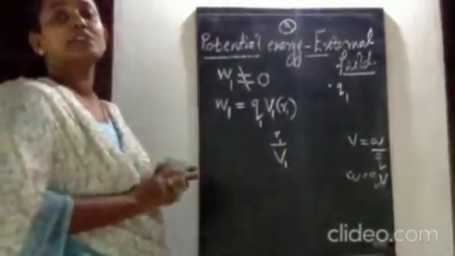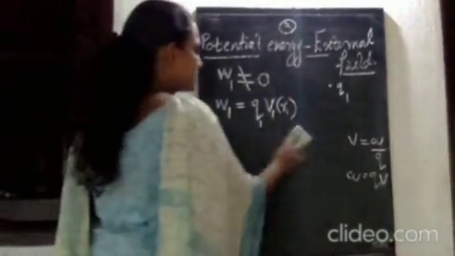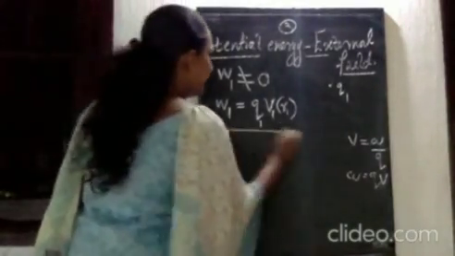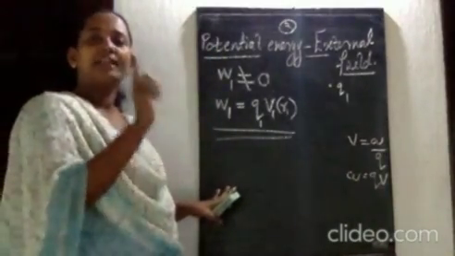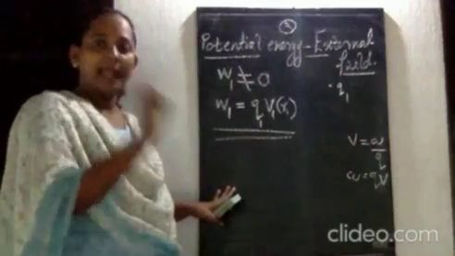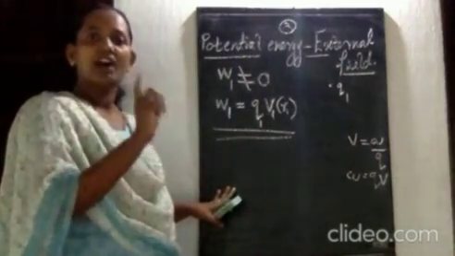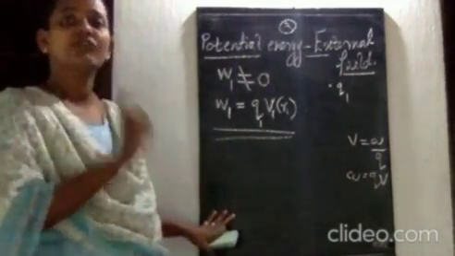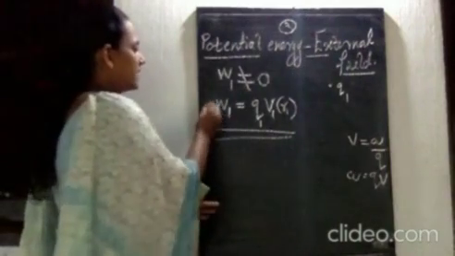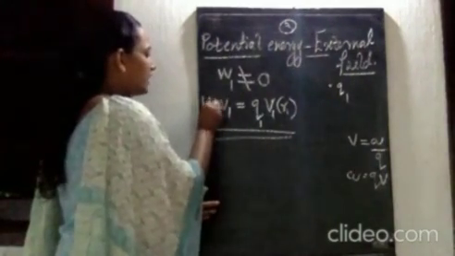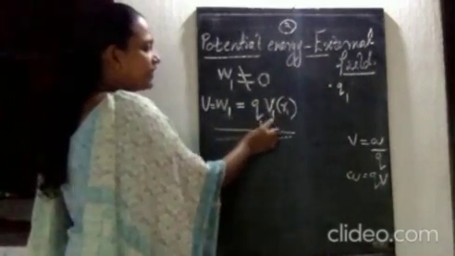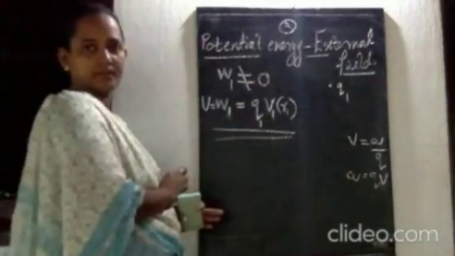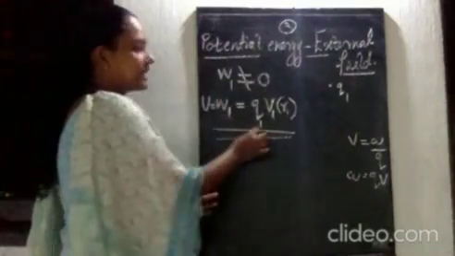This is the expression for potential energy due to a point charge in an external field. Suppose we get a question to write down the expression for the potential energy of a single point charge in the presence of an external field. What is the answer? Potential energy means work done, therefore it is equal to W1. W1 is equal to Q1 V1 of R1. So this is for a single charge.